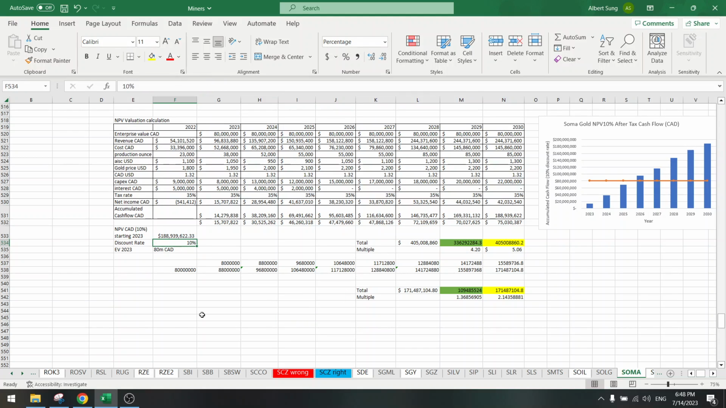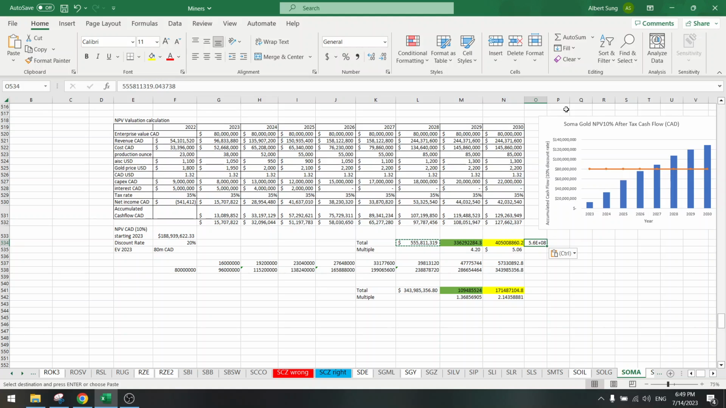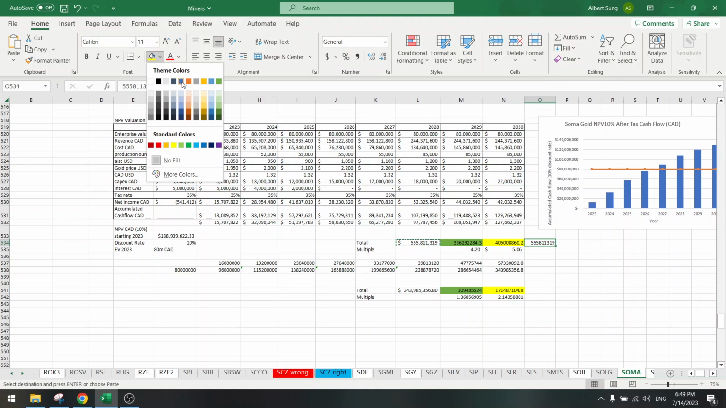Let's say we go to 20%. Who will win then? Here we get 340 and here 550. So, yep, let's paste it here with another color.